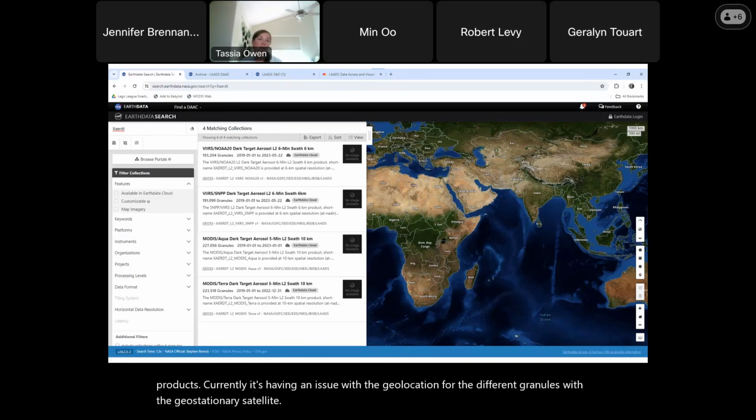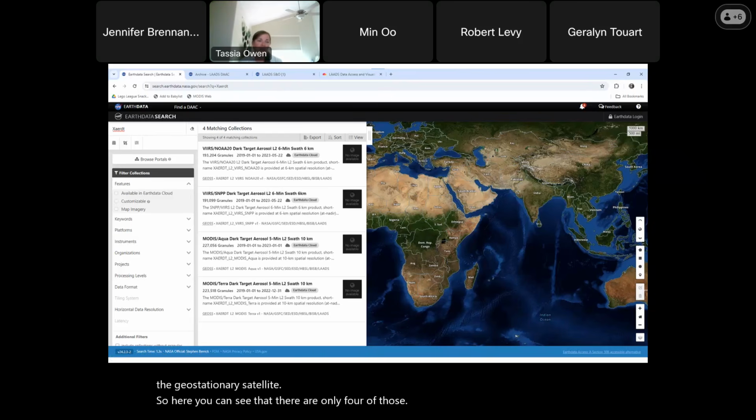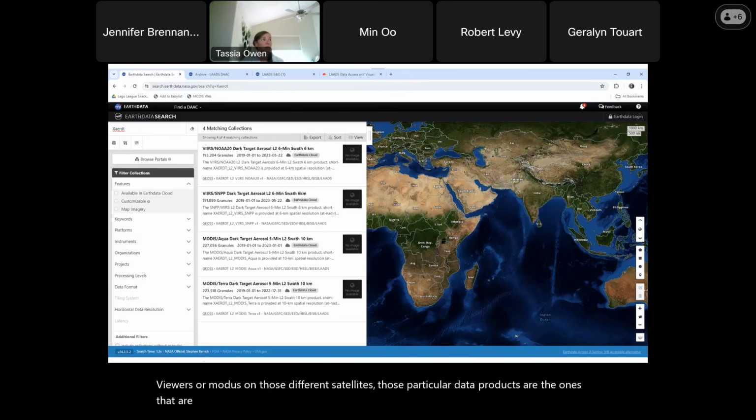Currently, it's having an issue with the geolocation for the different granules with the geostationary satellites. So here you can see that they're only for those VIIRS or MODIS on those different satellites. Those particular data products are the ones that are available. So that is how you get to those data products on Earthdata search.